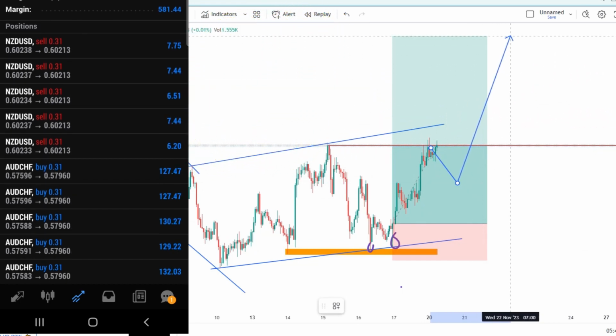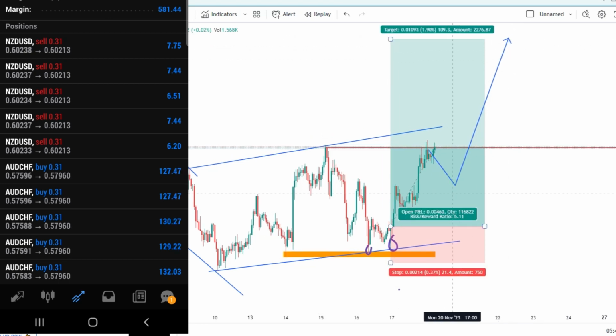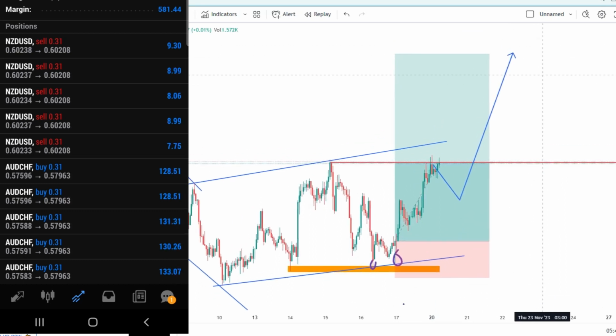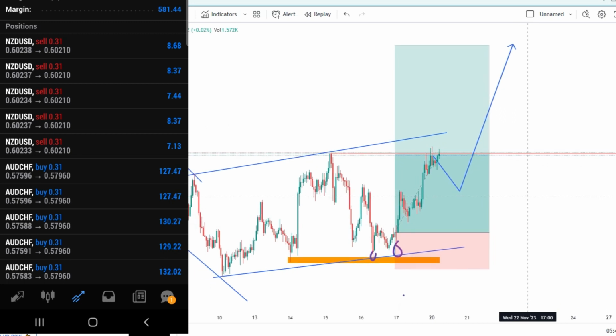I'm just gonna wait for the pullback, and once I get a pullback, I'm gonna lock my profit right here and continue all the way to over here, because guys, it's not easy to find a trade like this. So once you find a trade like this, don't mess it up, make sure you swing it.